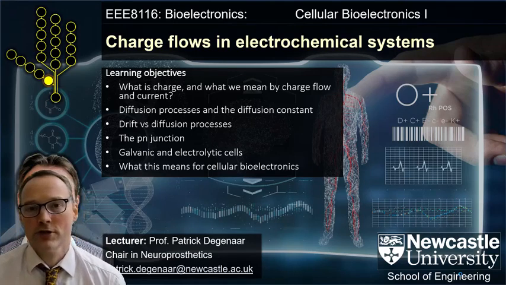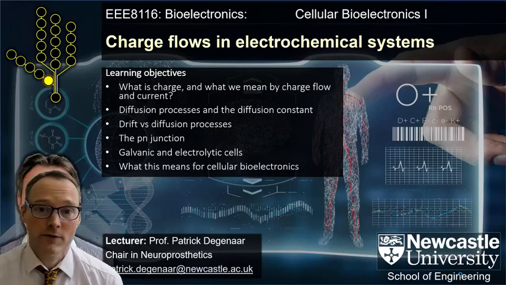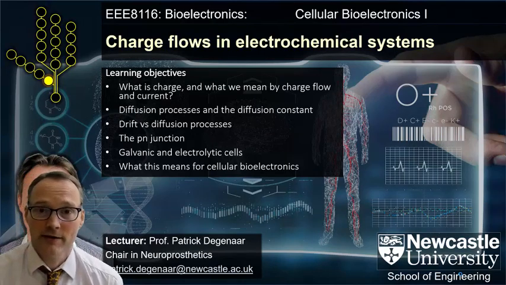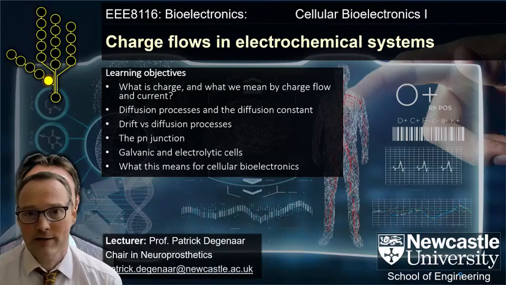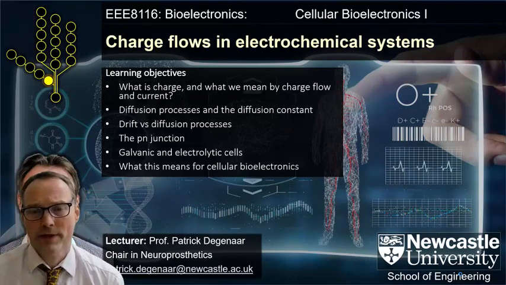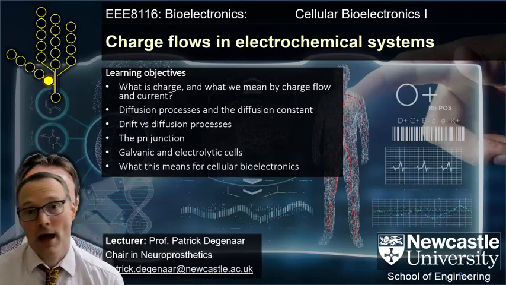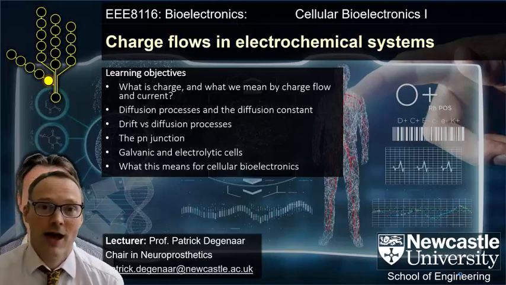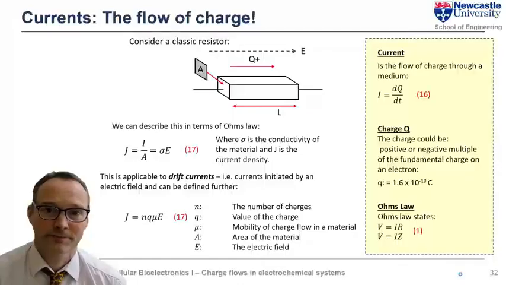And then we're going to discuss diffusion processes, drift processes, and how they come together in systems such as p-n junctions, galvanic cells, and electrolytic cells. And then finally, I will discuss briefly what this means in terms of cellular bioelectronics. How do cells take charge in and shift charge out of their cell membranes?